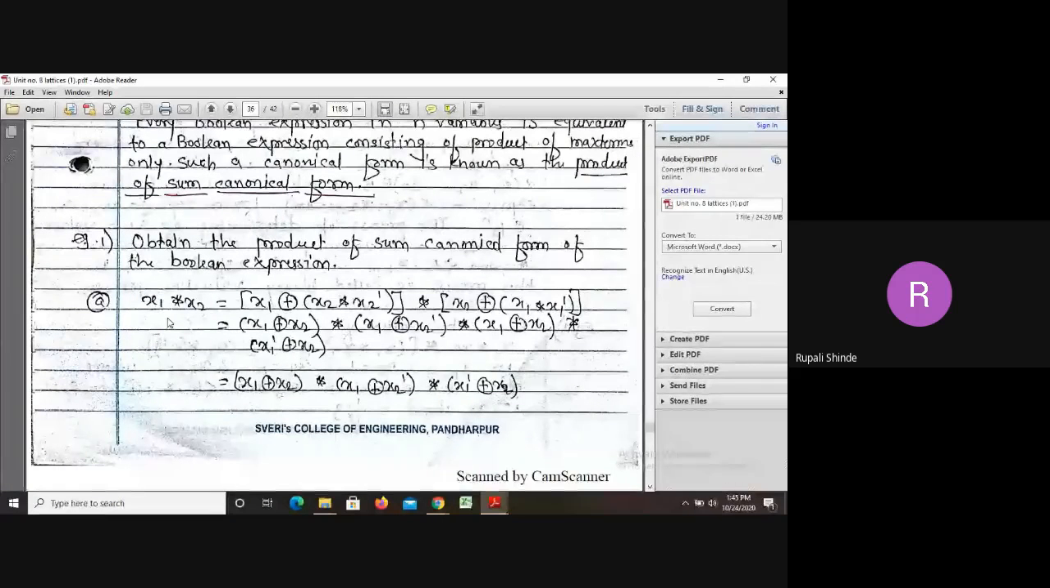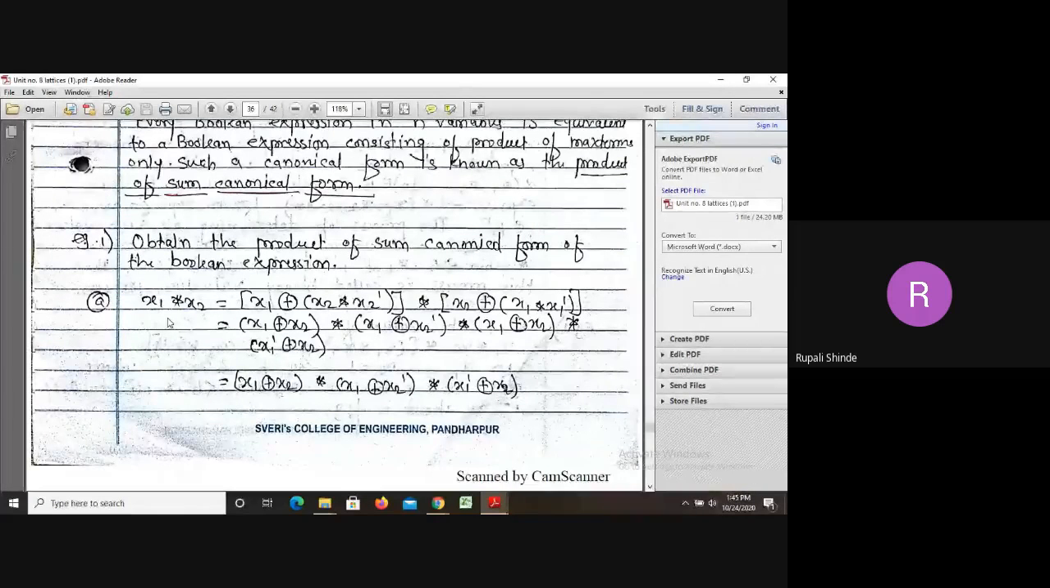So I got a reply from Madhuri, and that is the correct answer. I have posted that answer on your WhatsApp group. The columns are x1, x2, and the last column is x1 star x2. The values of x1 and x2: for x1, 0 0 1 1, for x2, 0 1 0 1.